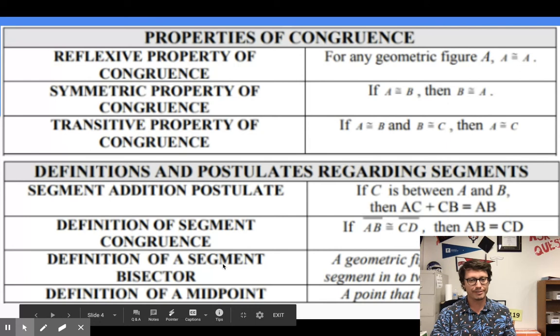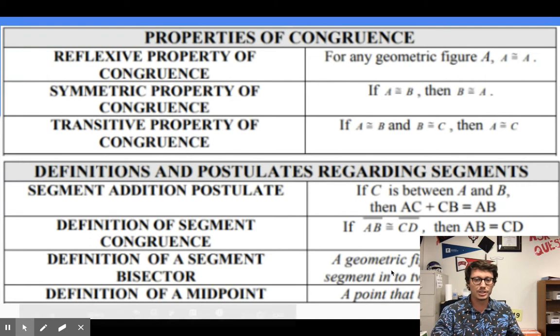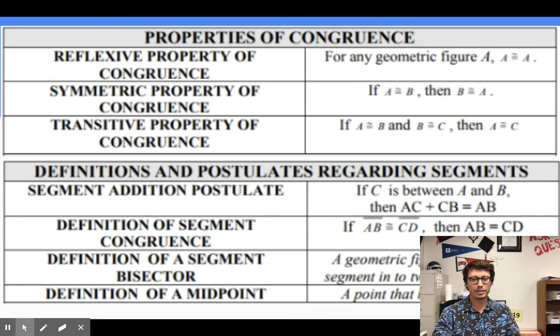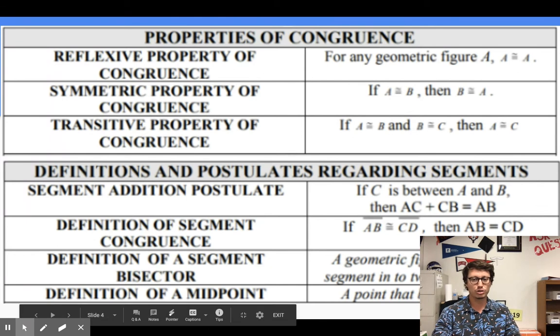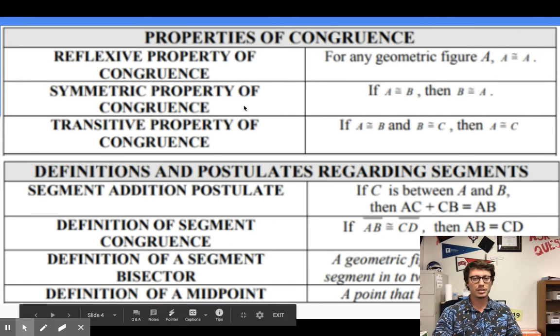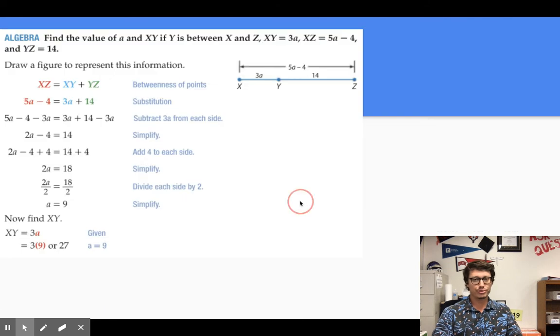Okay, the next one, definition of segment bisector. Bisect means to cut into half. Think of it literally as cut into half. Bi means two pieces. Sect means to cut. A segment bisector is a geometric figure that divides a segment into 2 congruent halves. And definition of a midpoint: a point that bisects a segment. So bisect and midpoint also kind of go hand in hand. These are the reasons and definitions that you're going to be using for your proof charts today.